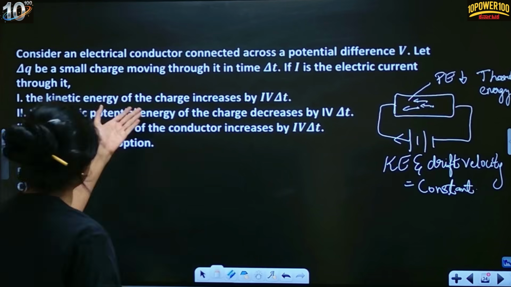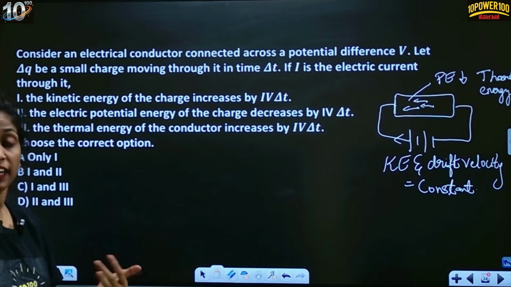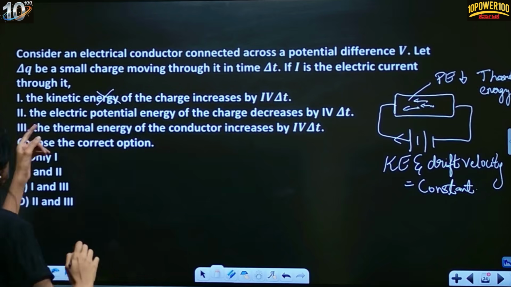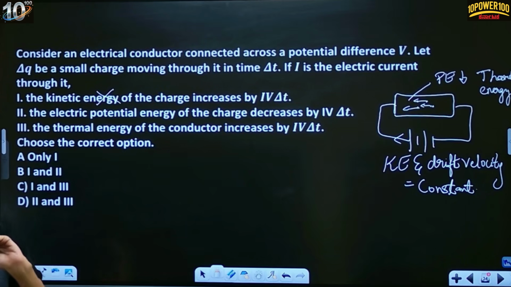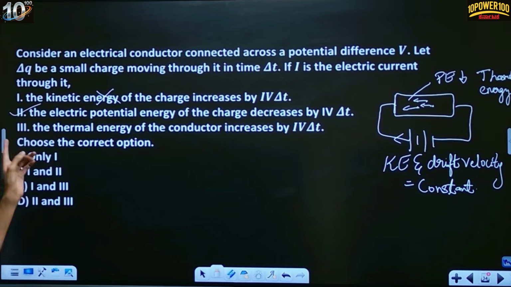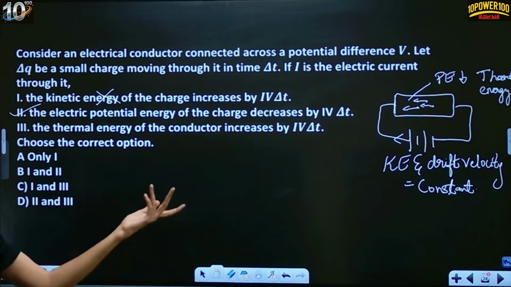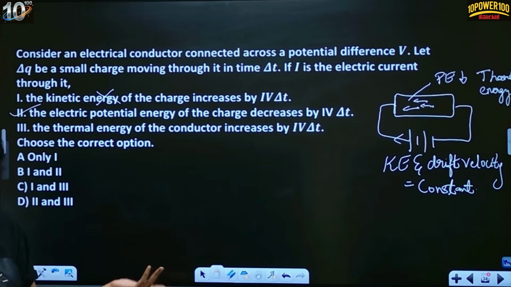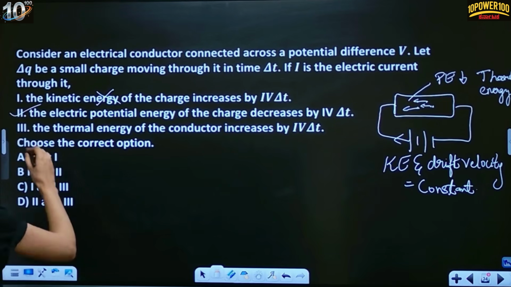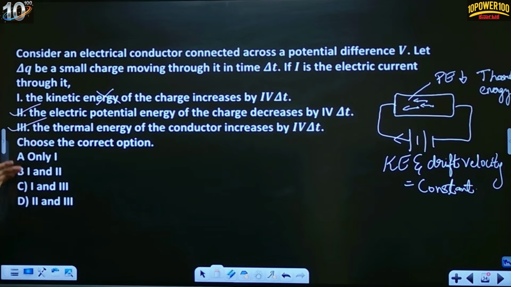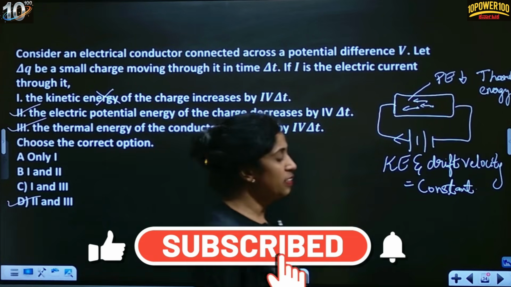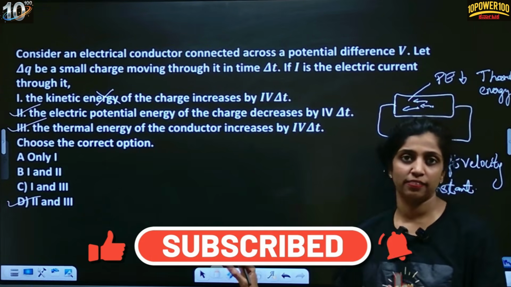So the first option, kinetic energy will increase. Does kinetic energy increase? No, right? It will be constant. So cancel out. Then electric potential energy decreases. Yes, potential energy will decrease. So the second option is correct. Then thermal energy will increase by IV delta T. IV delta T is nothing but energy itself, work itself. So yes, thermal energy will also increase. So which is the correct option here? Options 2 and 3 are correct. So simple logic you should apply to answer this.